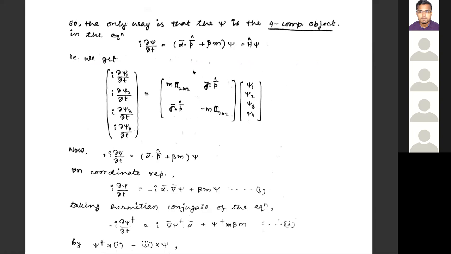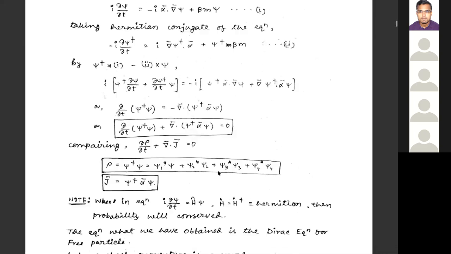But what is the simple strategy you can adopt to solve it? You can go to the rest frame of the particle, because this is a massive particle. In the rest frame of the particle, the momentum is 0, so this P will be 0. So this term will drop out. The equation will look like i h-bar del psi del t equal to beta m psi. And beta is diagonal already, it has identity matrices. So then it will be a decoupled equation. All these psi will not talk with each other. So let me just show you that.